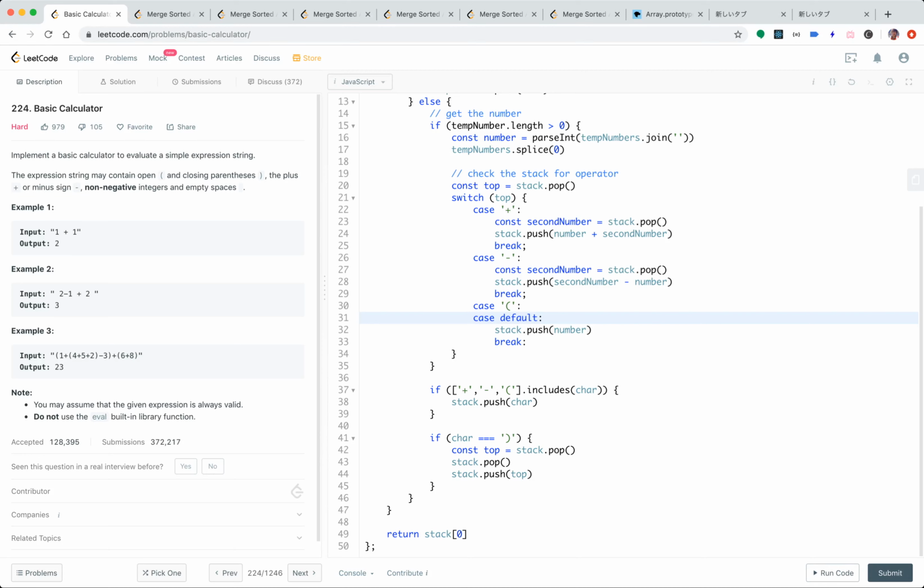Like there are 2 parentheses? Yeah. 2 parentheses, so because we don't push right parenthesis. When we get a right parenthesis, we always calculate the result. So we can assume that there will not be something like this. We run the code.